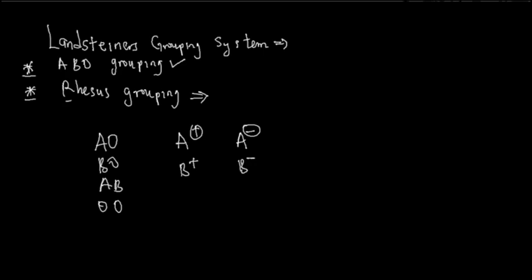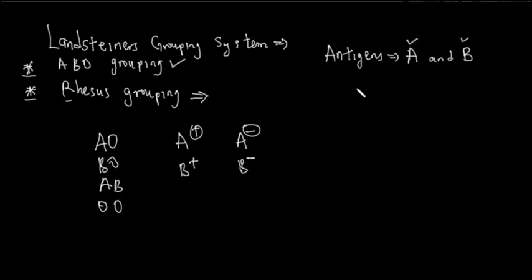Okay, so let's get to that. The ABO grouping is a grouping system dependent on antigens A and B. So the two antigens that determine the ABO grouping system are A and B.